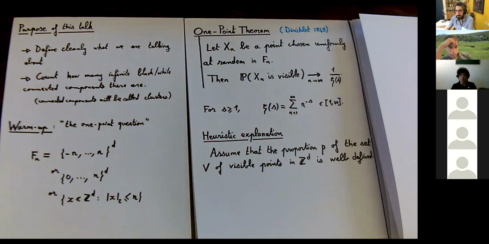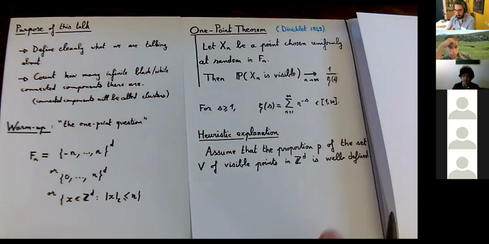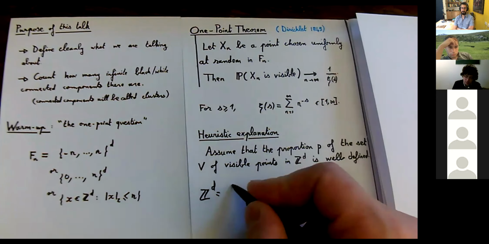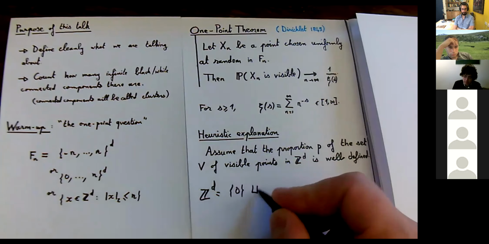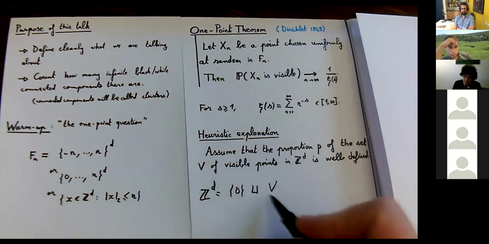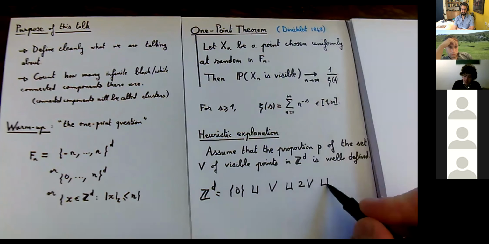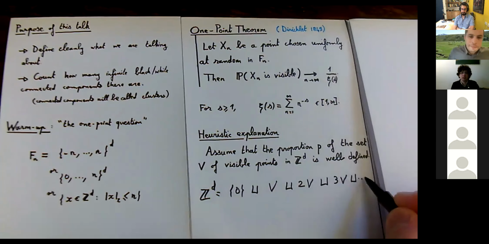And I will not prove this theorem, but I want to take one minute to give some heuristic explanation about this 1 over zeta(d). Assume that the proportion p of the set of visible points is well defined. I denote the set of visible points by V. Then Z^d can be partitioned as follows. We have the singleton, the origin, V, then twice V, three times V, etc. Just partitioning according to the GCD.